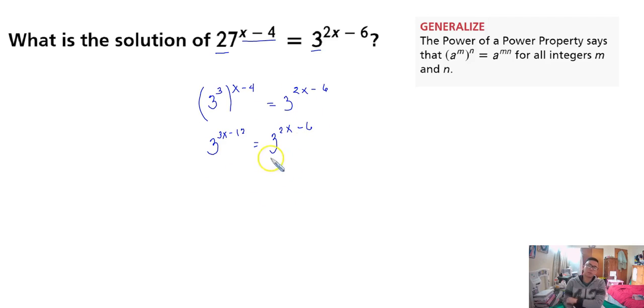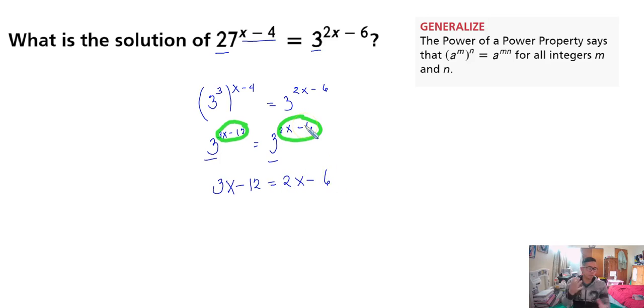So as you can see on this part, they have now the same base, which is 3. I'm going to highlight that again. You can now bring this down, 3x minus 12 and 2x minus 6, so we can solve for the value of x. Okay, so that's the objective there. Make sure that both sides of your equation have the same base, so you can bring it down. So I have 3x minus 12 is equal to 2x minus 6.